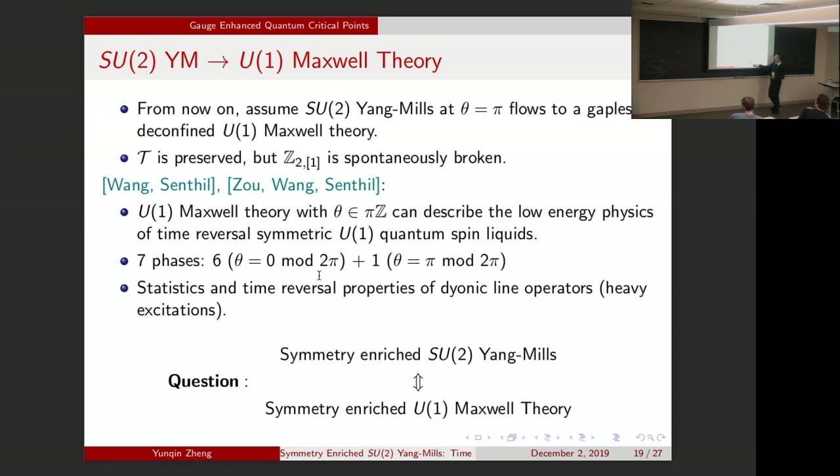So they found that there are 7 phases. 6 of them are described by theta equals 0 U(1) Maxwell theory, and one is described by theta equals pi U(1) Maxwell theory. These 7 phases are distinguished by the statistics and the time reversal properties of the dynamical line operators in the U(1) Maxwell theory. So now the question is, we know that there are 4 different symmetry enriched SU(2) Yang-Mills, and we also know that there are 7 different symmetry enriched U(1) Maxwell theories, and if we assume that the SU(2) Yang-Mills may flow to U(1) Maxwell theory, how do the symmetry enrichments match between the UV and the IR? So this is the question I'm going to address.